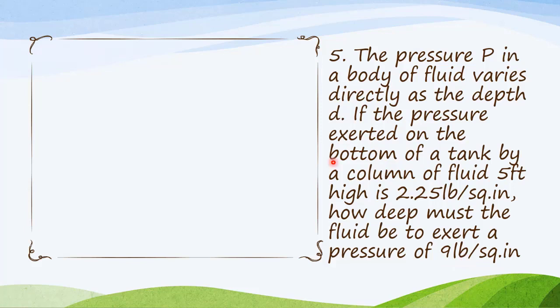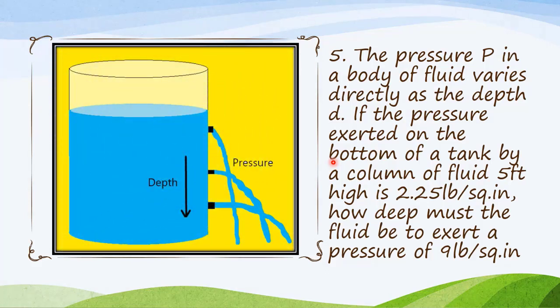To understand the statement, let's have a look at this diagram. This is a water tank. It has 3 nozzles. When we put on the first nozzle, the pressure is less. When we put on the second nozzle, the pressure increases. So, with the increase in depth, the pressure increases. And for the third nozzle, the pressure is maximum. So, increase in depth increases the pressure and decrease in depth decreases the pressure.